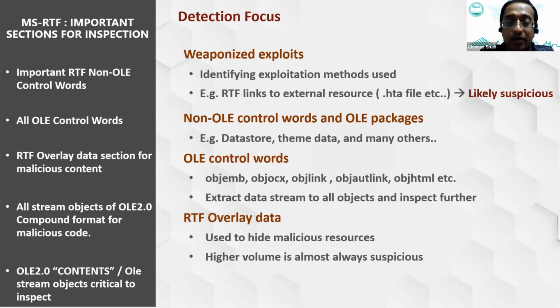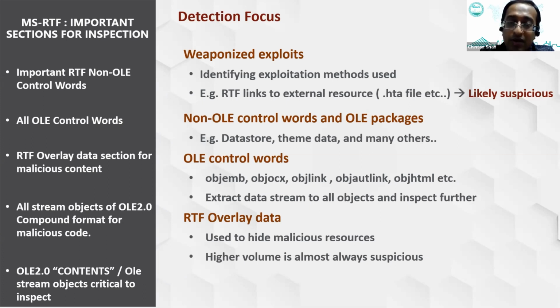We want to extract data streams from OLE control words, and we want to inspect them as well. All the OLE control words are primarily objemb, objocx, objlink, autolink, and objhtml, stuff like that. So all these control words will carry objdata, and all these data streams need to be extracted and inspected further, right?